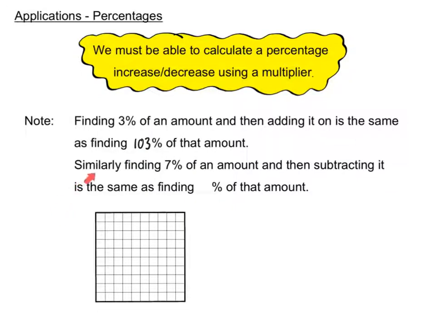Again, in the second example, finding 7% of an amount and then subtracting it is the same as finding what percentage of that amount. Down here we'll take this 100 square to be our 100%. 7% of this would look like these 7 boxes here, and if I subtract that, it means to remove it or take it away. So if I remove that 7%, what I'm left with is 93 boxes, or 93%. So finding 7% of an amount and then subtracting it is the same as finding 93%. Again, it makes sense. If you start off with 100% and you remove 7%, you would be left with 93%.